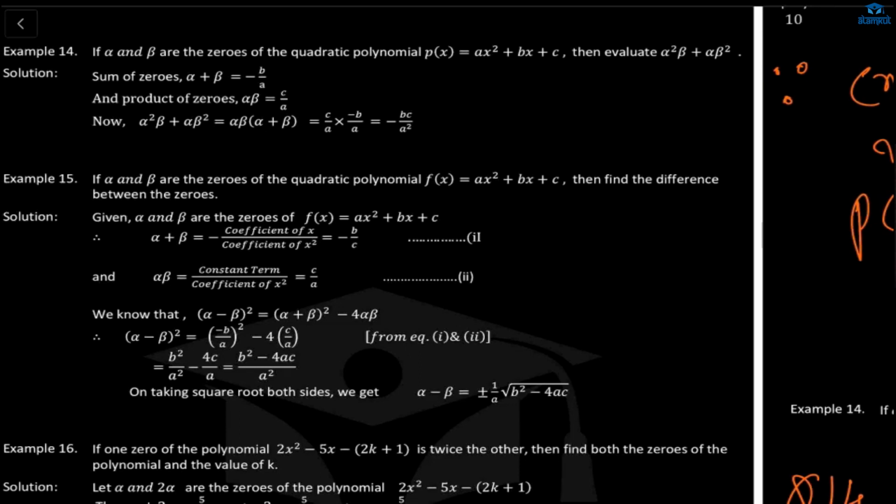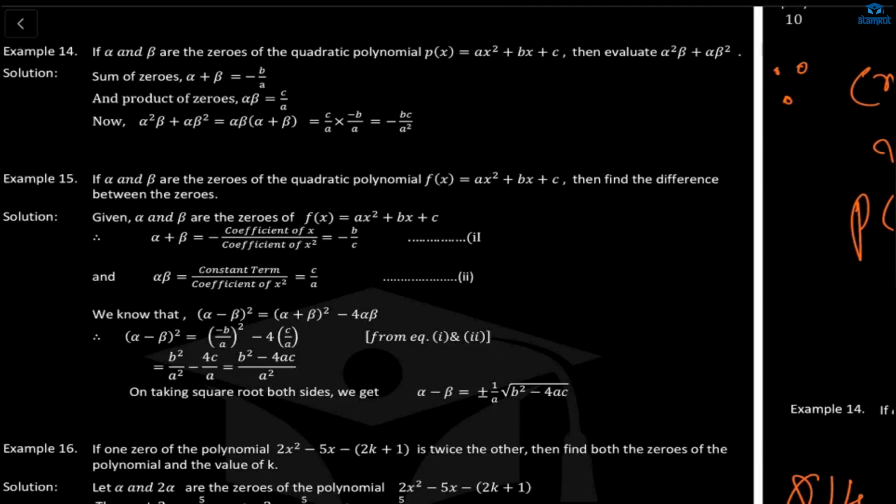What is the sum of the zeros? It will be 3n. 3n will be equal to what? It will be 5 by 2. Understood, Shazan? It will be minus b by a. What is the value of b here? Minus 5. And what is the value of a here? 2. So 3n will be equal to 5 by 2. Now what is the value of n?